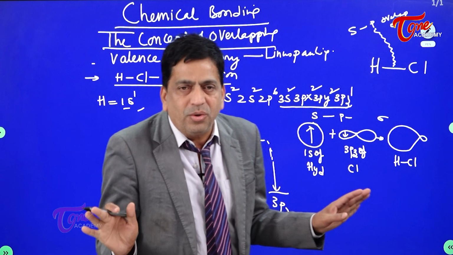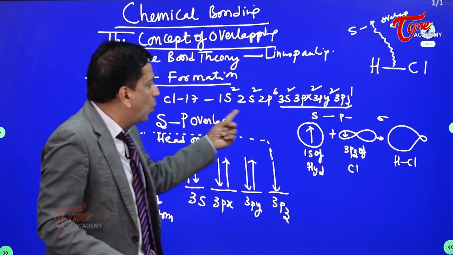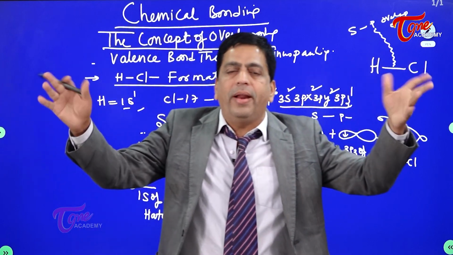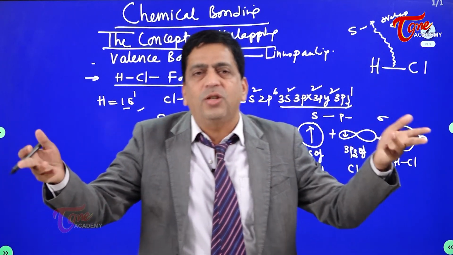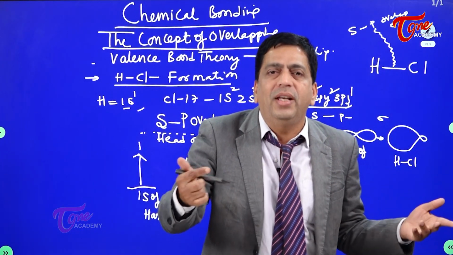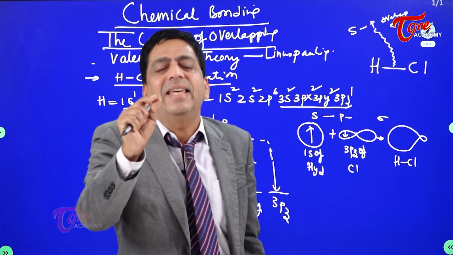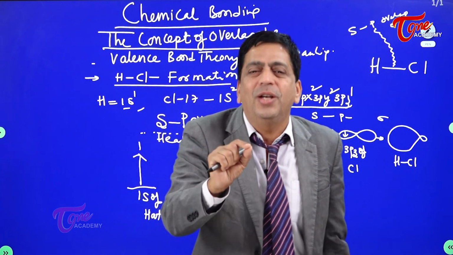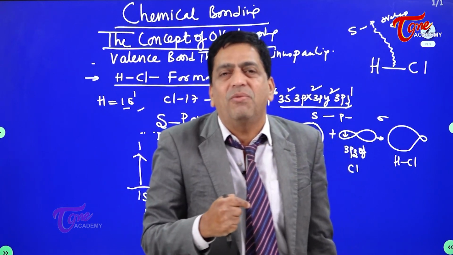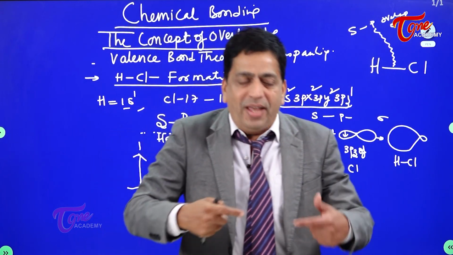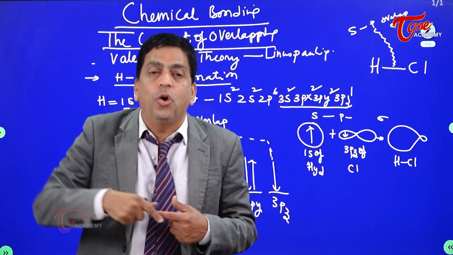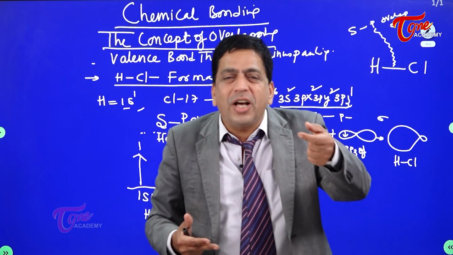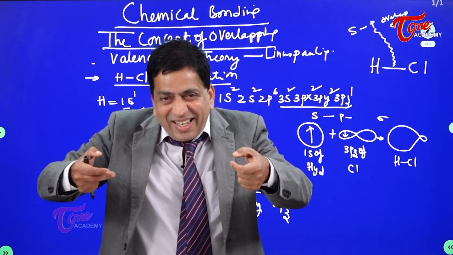In fact, in the hydrogen atom, you have 1s. In chlorine, you have so many orbitals, and none of them has actually participated in bonding. It is only the small, tiny 3pz, which has an unpaired electron, that has actually overlapped with the 1s of the hydrogen atom, and that overlap is binding this chlorine and this hydrogen together. It is the overlap of two tiny orbitals, s and p.